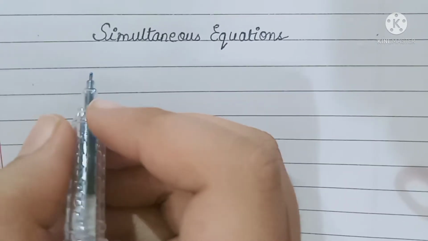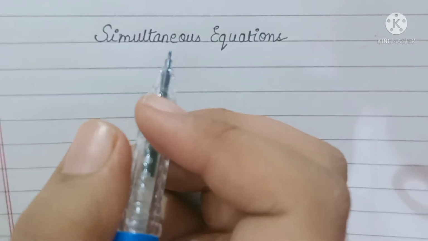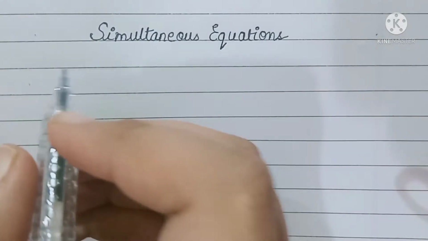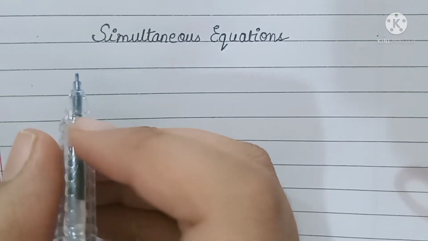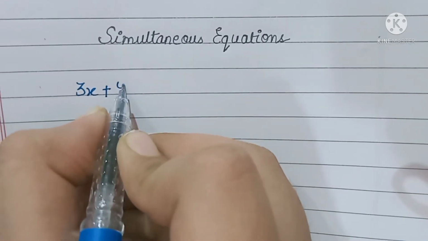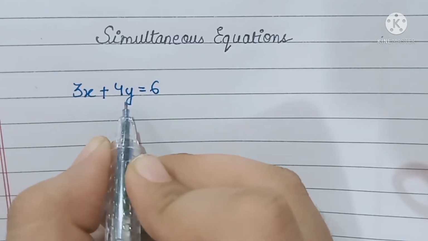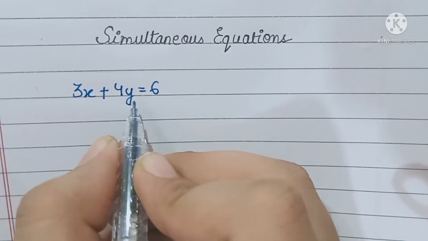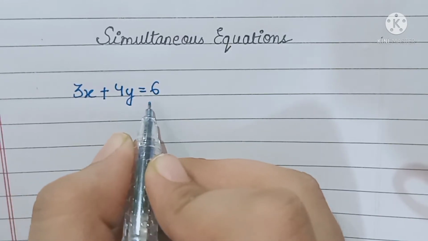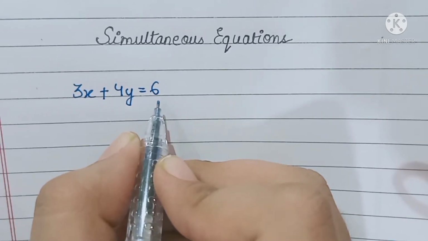Today I am going to start a new topic, that is simultaneous equations. So let's start. As we know, what is a linear equation? 3x plus 4y is equal to 6. This is a linear equation because it is saying that the two expressions are equal. It is saying that 3x plus 4y is equal to 6.